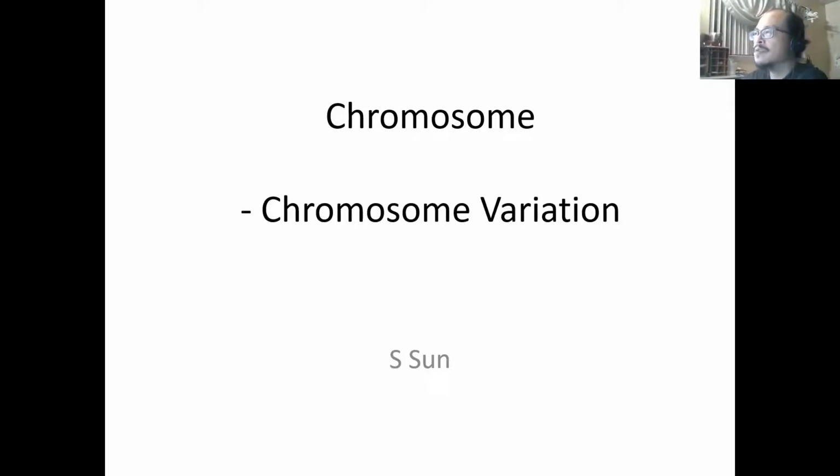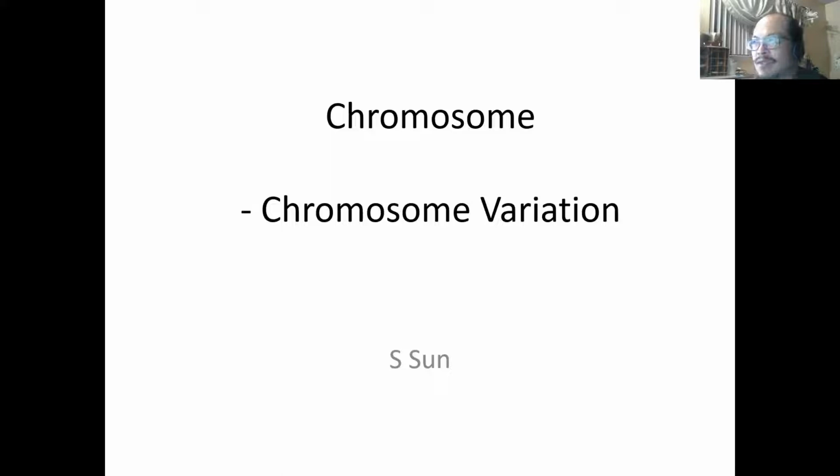The chromosome variation. So what are the chromosome variation? So we learned that we can use karyotype to look at the chromosome structure at the metaphase. That will be the quiz question. In which stage of the cell cycle do we get a very compact chromosome structure? That will be in the metaphase.